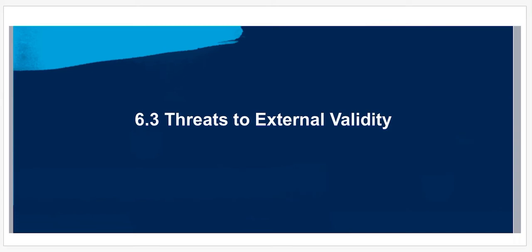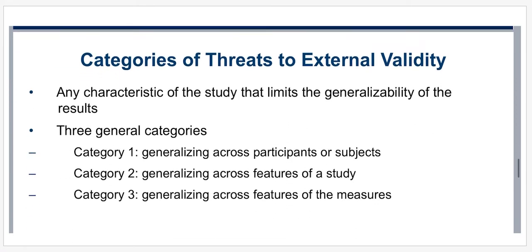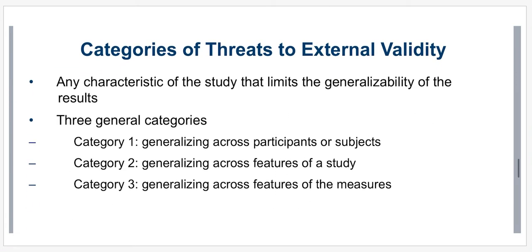Hey guys, okay, this is going to be the third video for chapter 6, which is threats to external validity. And again, that corresponds with your learning objective number 5 from your chapter. And just as a reminder, these are the categories that are threats to external validity.